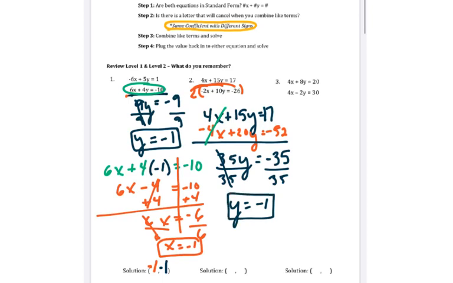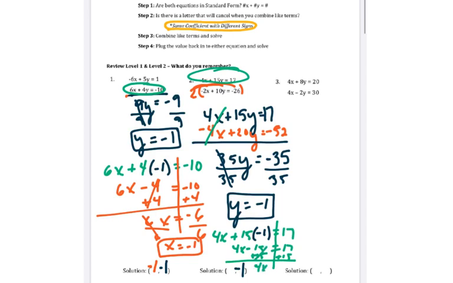I take that y value and I put it in my ordered pair as -1. Now I pick either equation, and I'm going to write it down. This says 4x plus 15, instead of y, y is -1, and equals 17. 4x minus 15 equals 17. Get x by itself, add 15 to both sides. 4x equals 32. Divide by 4, divide by 4, x is 8.